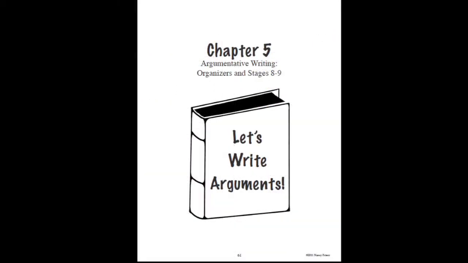Chapter 5 is for argumentative writing. We will begin with our organizers, and then we will move to stages 8 and 9. Notice it says 8 and 9, not 1 through 9. And the reason for that is chapters 4 and 5 actually bridge together, because when you look at the domains of writing, according to the Common Core State Standards, K through 5 is opinion writing, and then it moves to argumentative writing when you hit 6th grade. So that's why I have stages 8 and 9. The opinion ended at stage 7, and then we'll continue in that domain with 8 and 9, but now it'll turn into an argument. Let's look at the setup of this chapter.